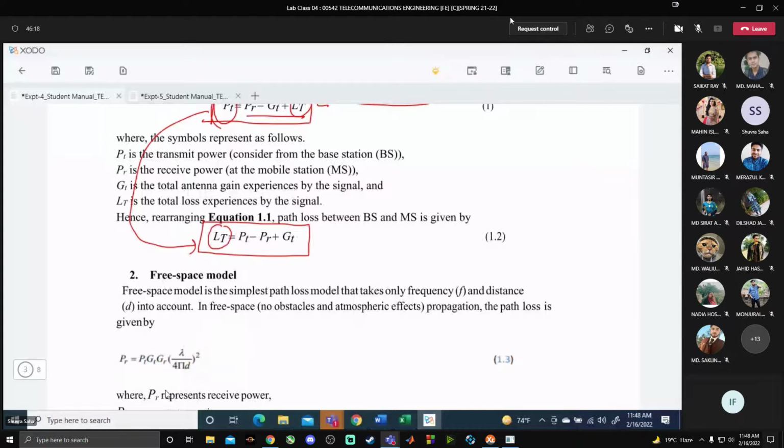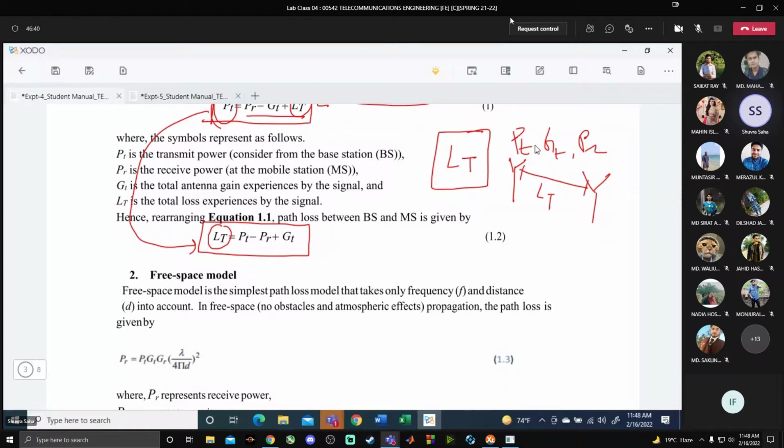Now we want to estimate. So we see in this equation my LT is normally unknown. Okay, so if I want to design a link with certain PT, GT and PR, I need to estimate how much path loss can be there in between the two paths. Remember, we are talking about estimation. This is an important thing to look at. We are not saying calculation, we are calling it estimation.